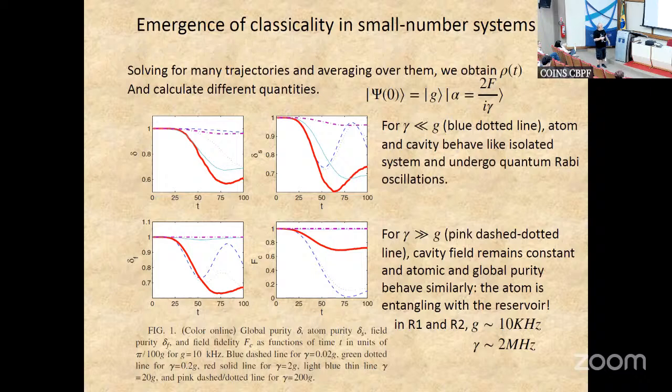And what happens is that I have the blue dotted line here, and you see that this is the entropy of the cavity field. That's the fidelity of the cavity field with its initial state. This is the entropy of the atom, and you see that what you have is Rabi oscillations. Okay, you have Rabi oscillations.